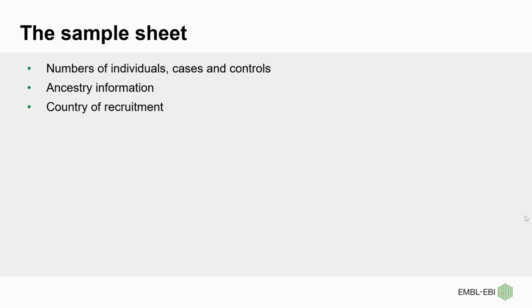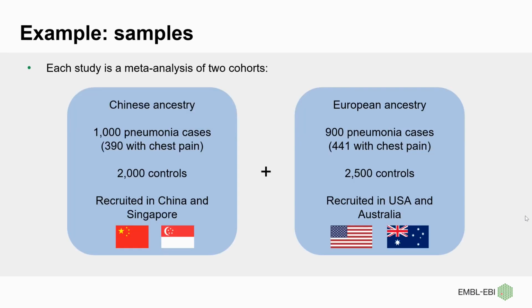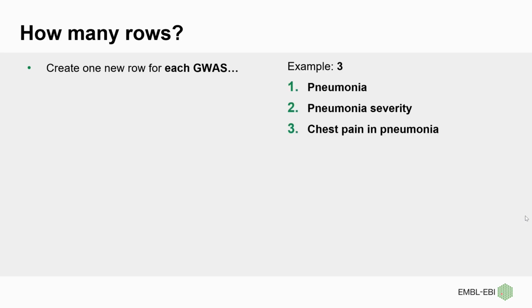The sample sheet then contains information about the study participants, including the number of individuals, cases and controls, their ancestry, and the countries of recruitment. So in my example from earlier, I had 2 case control cohorts with Chinese and European ancestry, recruited across 4 different countries.